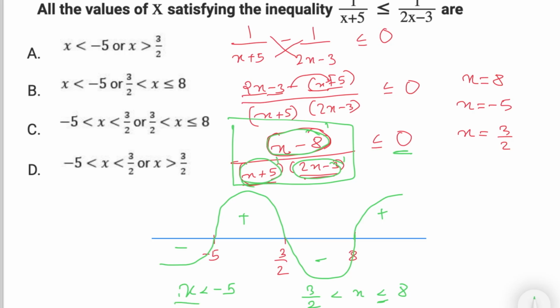Why? Because if x is 3 by 2 or minus 5, the denominator here would become 0, and that is not acceptable. For any expression, the denominator is never 0. So x cannot be equal to 3 by 2 or minus 5. That means x has to be less than minus 5, or x has to be greater than 3 by 2 and less than or equal to 8. This is very clearly our B option.